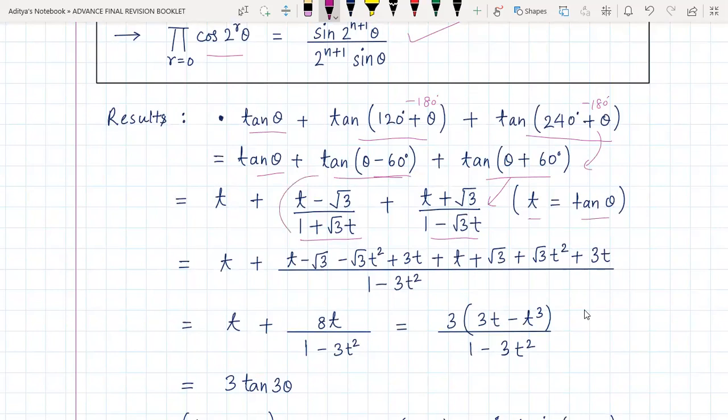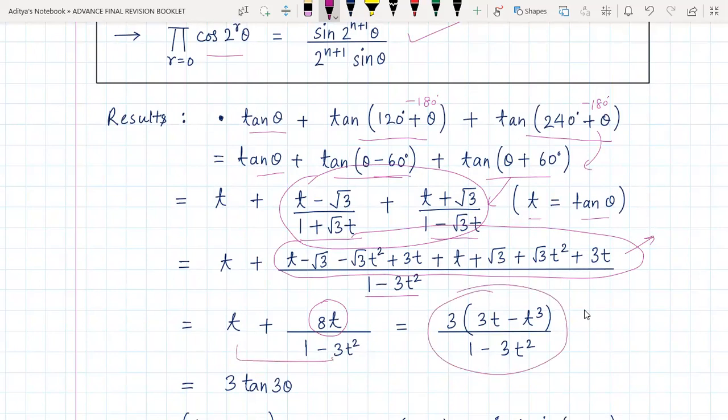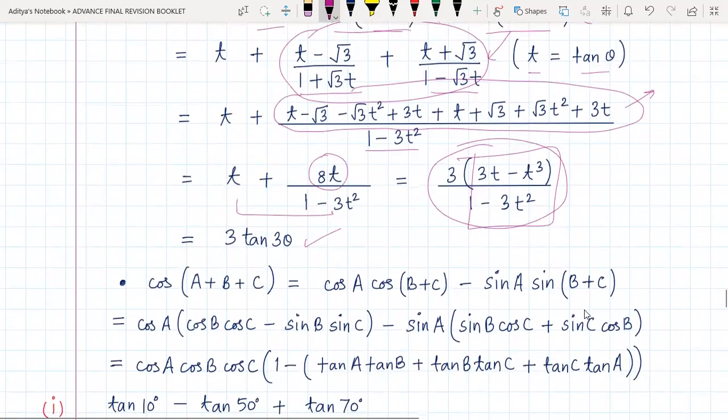Now, what I've done is I have taken the LCM of both these expressions. So after taking the LCM, we are going to get in the denominator this expression, and in the numerator, it is going to become this. Yes, when we are going to take LCM and open up the brackets. Once you simplify this expression, it will simply boil down to 8t. Rest all the terms will get cancelled out. And then we again take the LCM so that we get this expression, which is nothing but 3 tan 3 theta, because this expression inside is tan 3 theta. So this is one of the results.